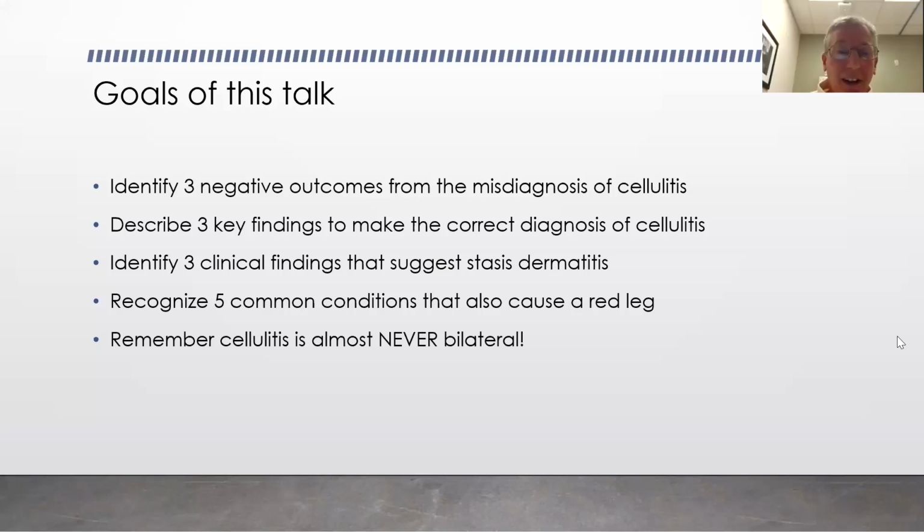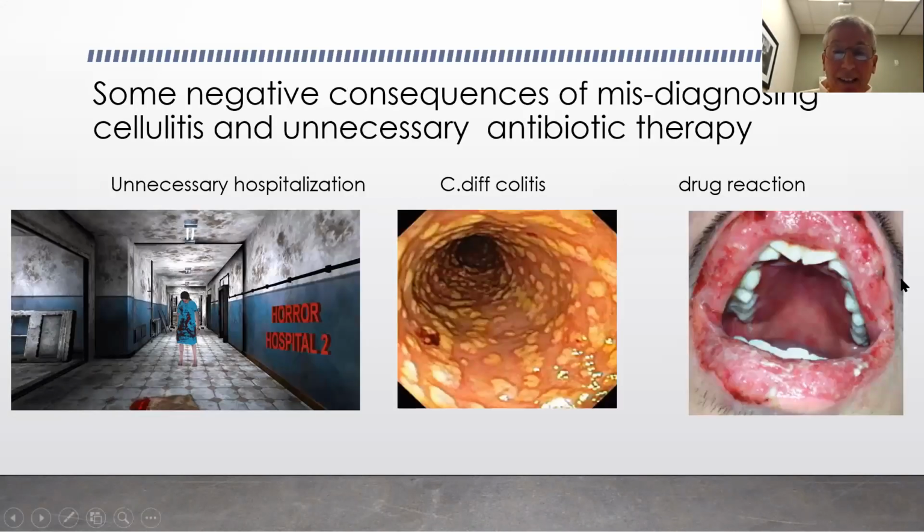So goals of this talk, I want to identify 3 negative outcomes from the misdiagnosis of cellulitis. Also then describe 3 key findings to help you make the correct diagnosis of cellulitis. And then identify 3 clinical findings that will point you away from cellulitis to alternative diagnoses, particularly Stasis Dermatitis. And recognize 5 other conditions besides Stasis Dermatitis that can cause a red leg. And remember, cellulitis is almost never bilateral. Next slide. So I'm going to present a case.